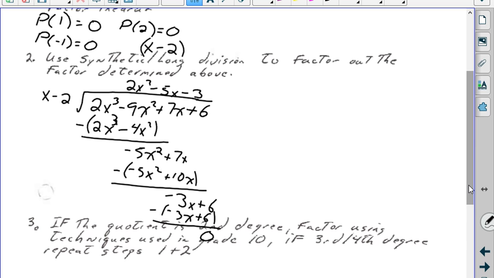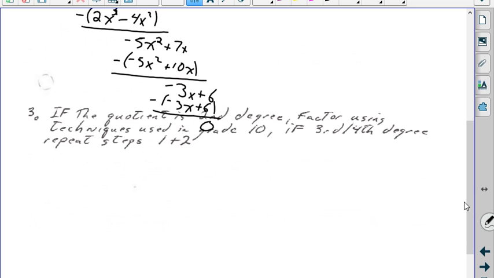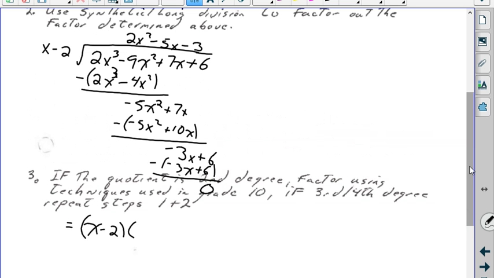So we knew that we were going to have a remainder of 0 because we did the factor theorem up top here. If you didn't get a remainder of 0, you made a little oops somewhere in your system. Now here, I'm just going to continue working down with this. We now have our polynomial written as a linear times a quadratic.